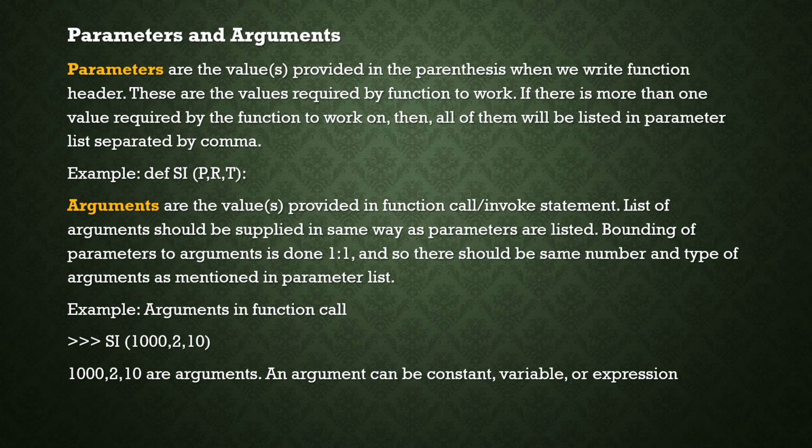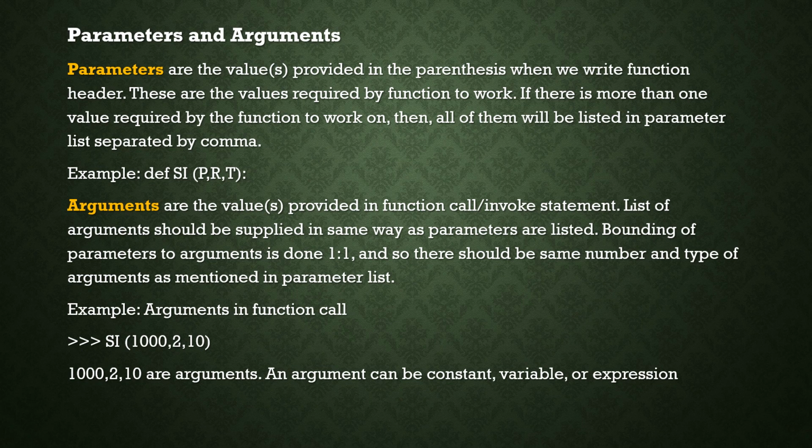It was already explained in the last class how to define a function and specify the function header. Whenever you specify the function header, a definition is required. The function name is si, and p, r, t are specified in the previous example. Those variables p, r, t are called parameters. So next, what do you mean by arguments?